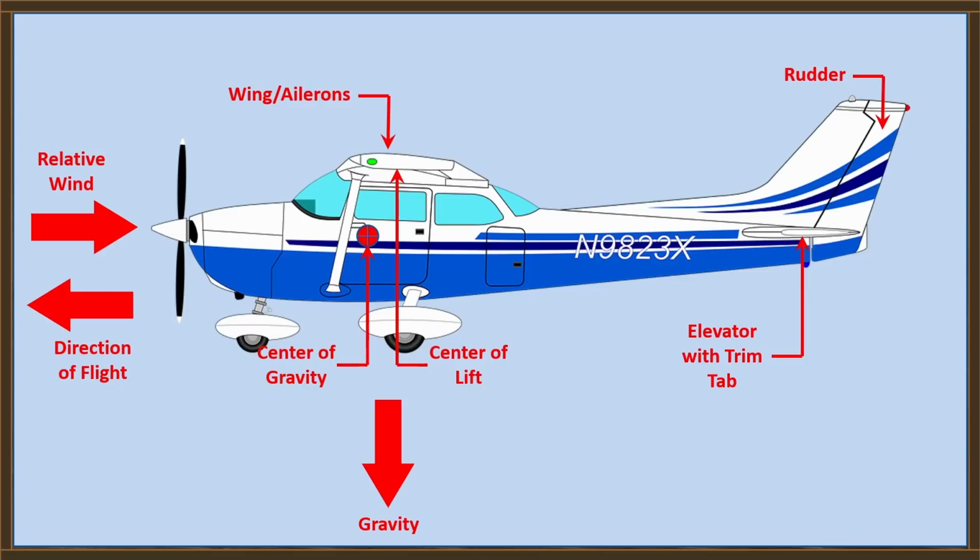The elevator has a trim tab that's used to remove the pressure that the pilot would have to hold on the control yoke. If that trim tab is set for the airplane to be flying in a nose-down attitude, increasing the thrust will simply get you to the scene of the crash a little faster.